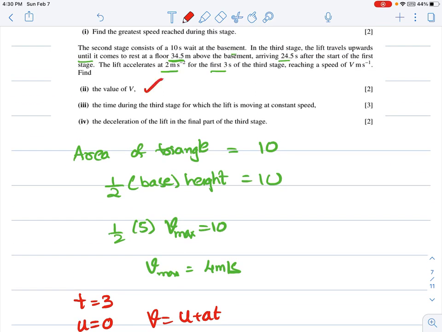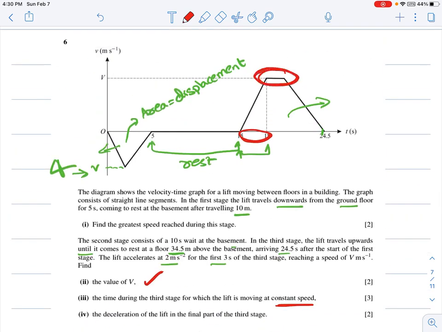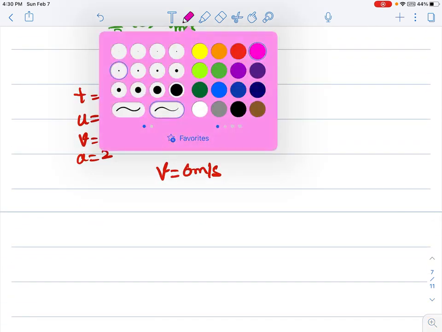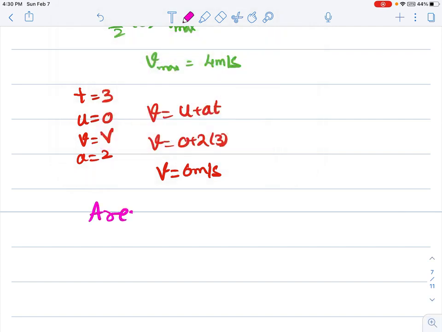Next: the time during the third stage for which the lift is moving with a constant speed. We can see that this part is the constant speed from 18 to some point. How should I find it? We know that the total distance is 34.5. It looks like a trapezium. So the area of the trapezium should be equal to 34.5. Again, the same concept. Area of a trapezium formula: half times (a plus b) times h is equal to 34.5.